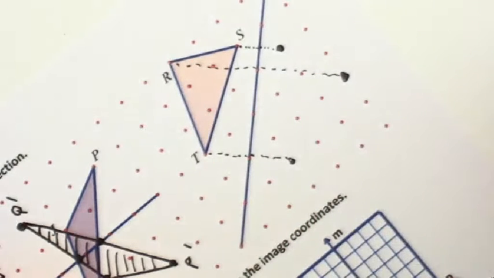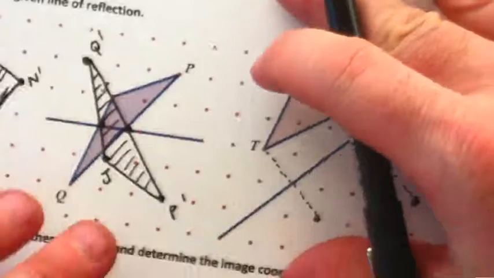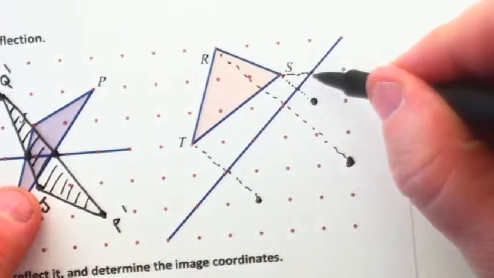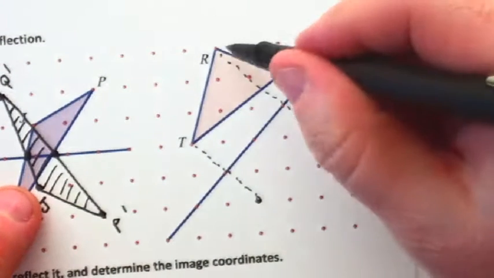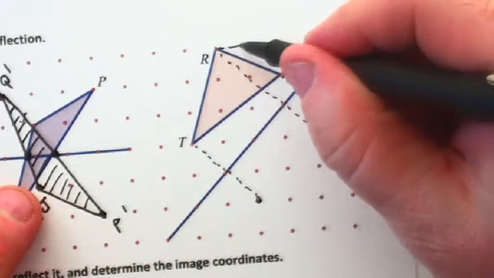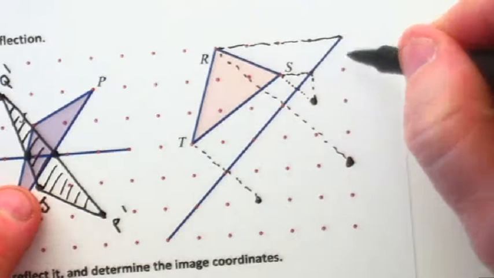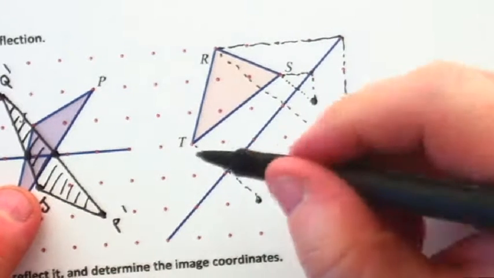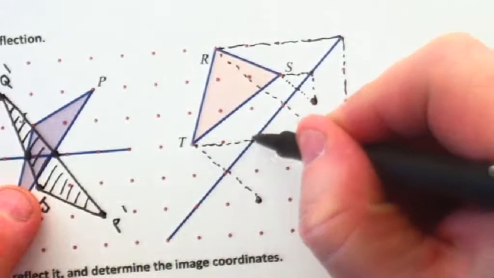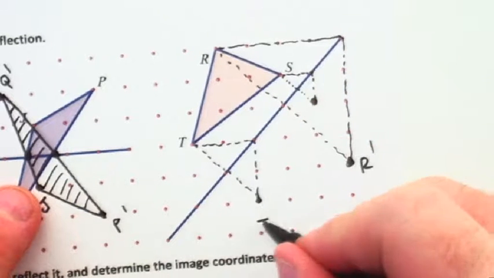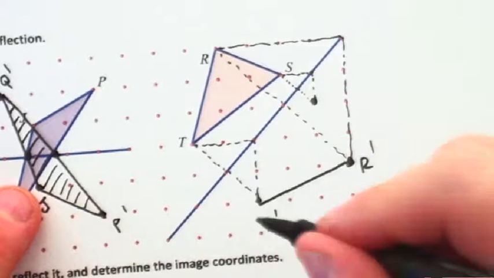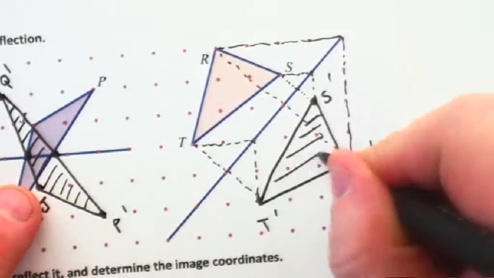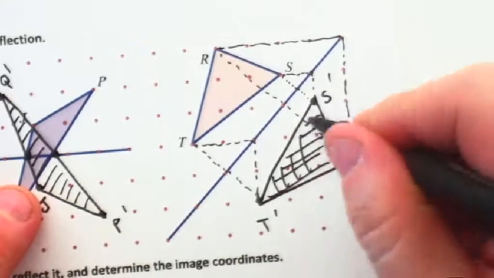So let's give you a different technique. What you can do is count in a horizontal direction and then a vertical to get there. So I'll show you how I would do R. 1, 2, 3, 4. 1, 2, 3, 4. And I can get R prime. T, it would be 1, 2 over, and then down 1, 2 would give me T prime. So there's a couple of different ways of handling that reflection, but all of them get you the same result.